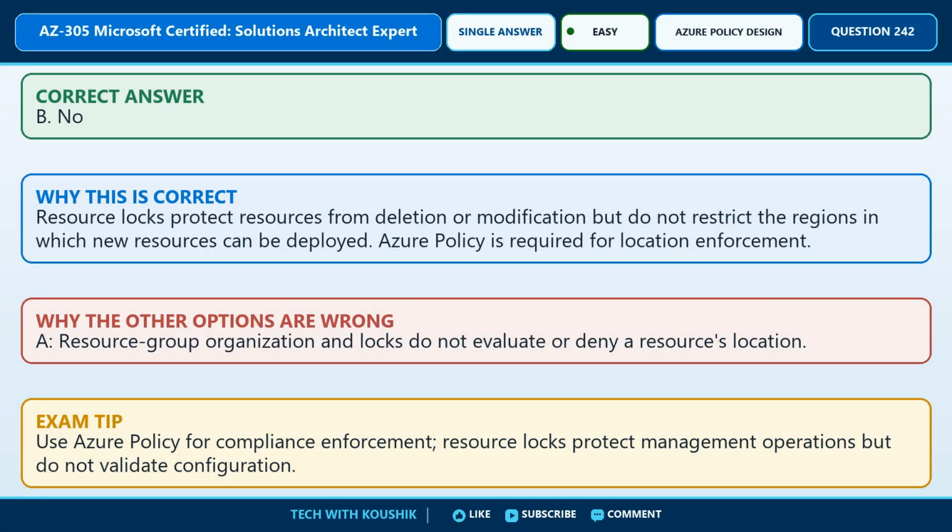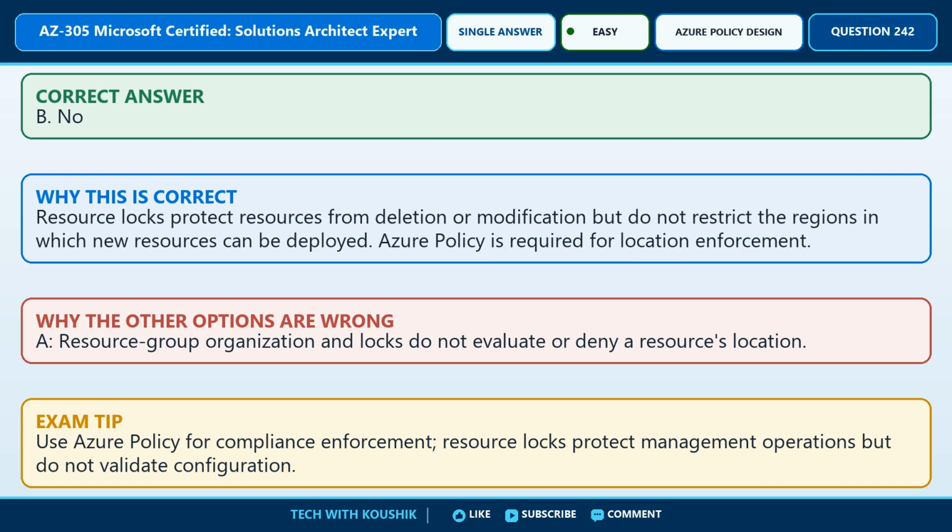The key reason is resource locks protect resources from deletion or modification, but do not restrict the regions in which new resources can be deployed. Azure Policy is required for location enforcement. Now consider why the remaining options are unsuitable. A, resource group organization and locks do not evaluate or deny a resource's location.